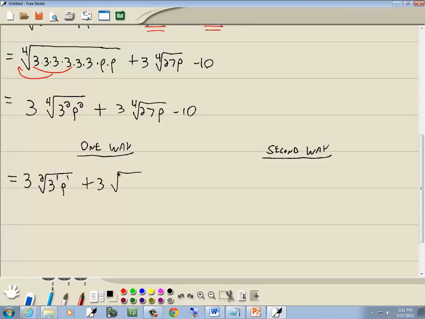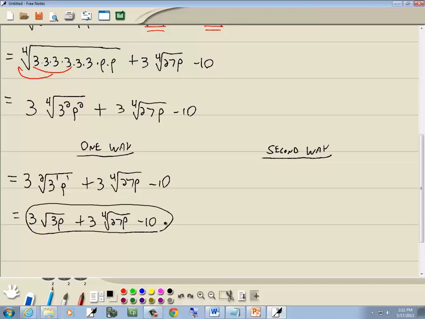Plus 3, and then the fourth root of 27p minus 10. Which we don't ever actually write 2 there. I just put it there to emphasize what we did. 2 as your index means square root. So this is the square root of 3p plus 3 fourth root of 27p minus 10. That's one possible answer in books. The second way you'll see them do it is they'll just multiply these together. 3 squared is 9, so that's 9p squared plus 3 fourth root of 27p minus 10.